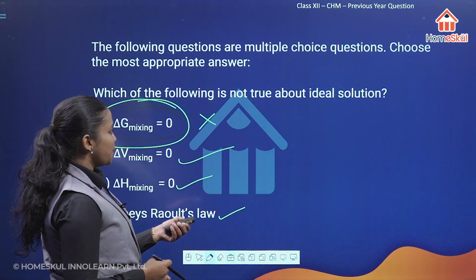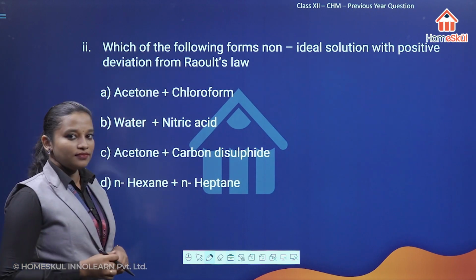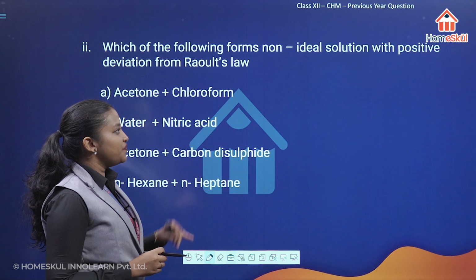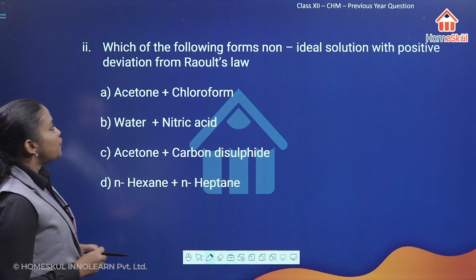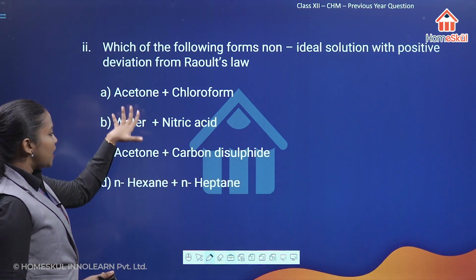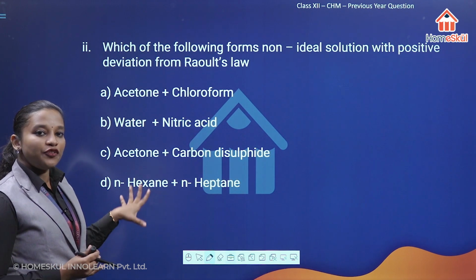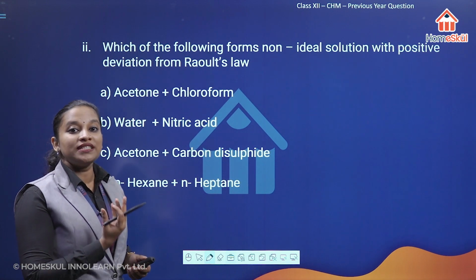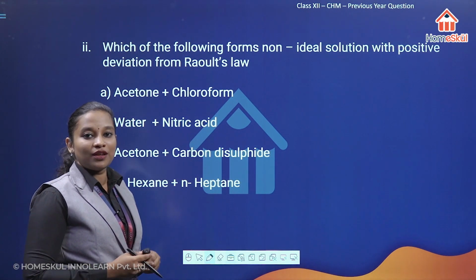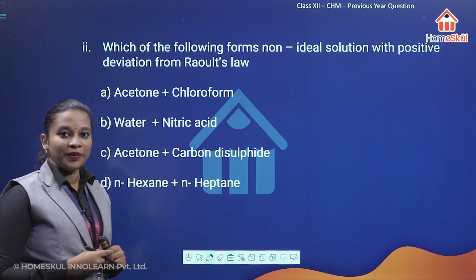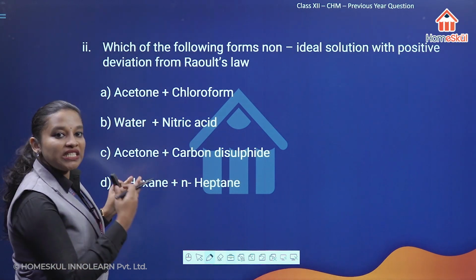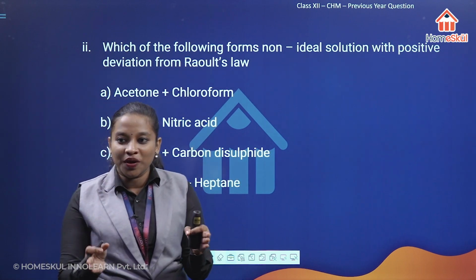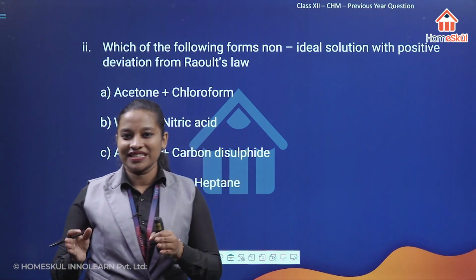Now, moving on to the next question. Second one. Which of the following forms a non-ideal solution with a positive deviation from Raoult's law? We have 4 options here. We have to find which forms a non-ideal solution having positive deviation from Raoult's law. So, in order to answer this question, we have to study some examples of solutions showing positive deviation as well as negative deviation.